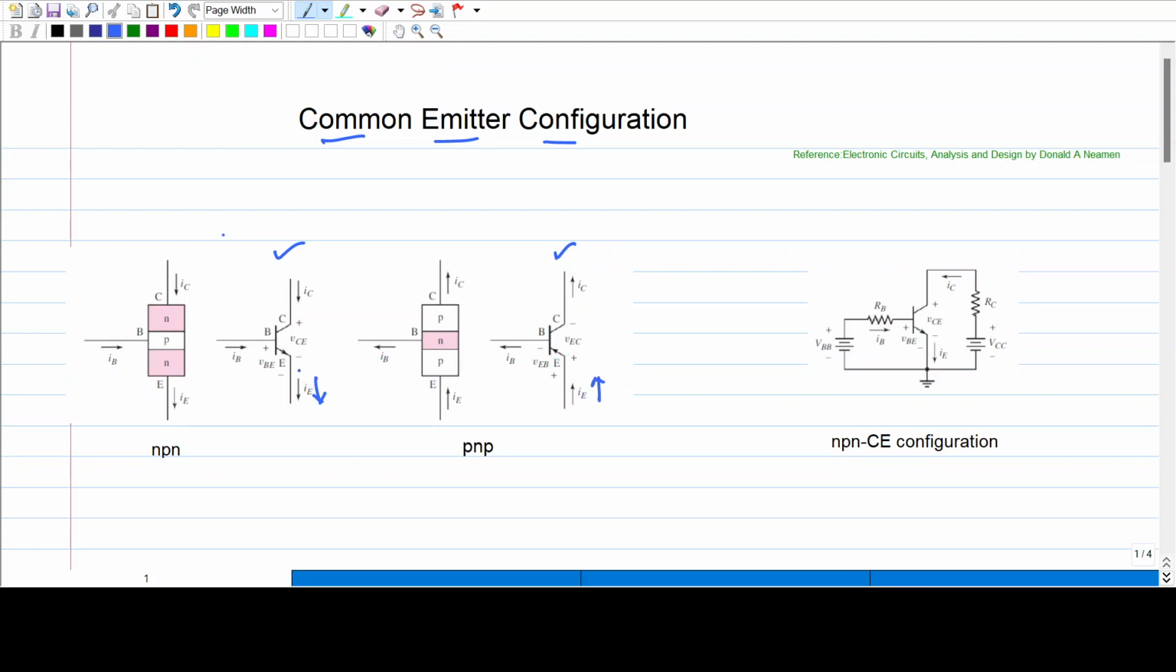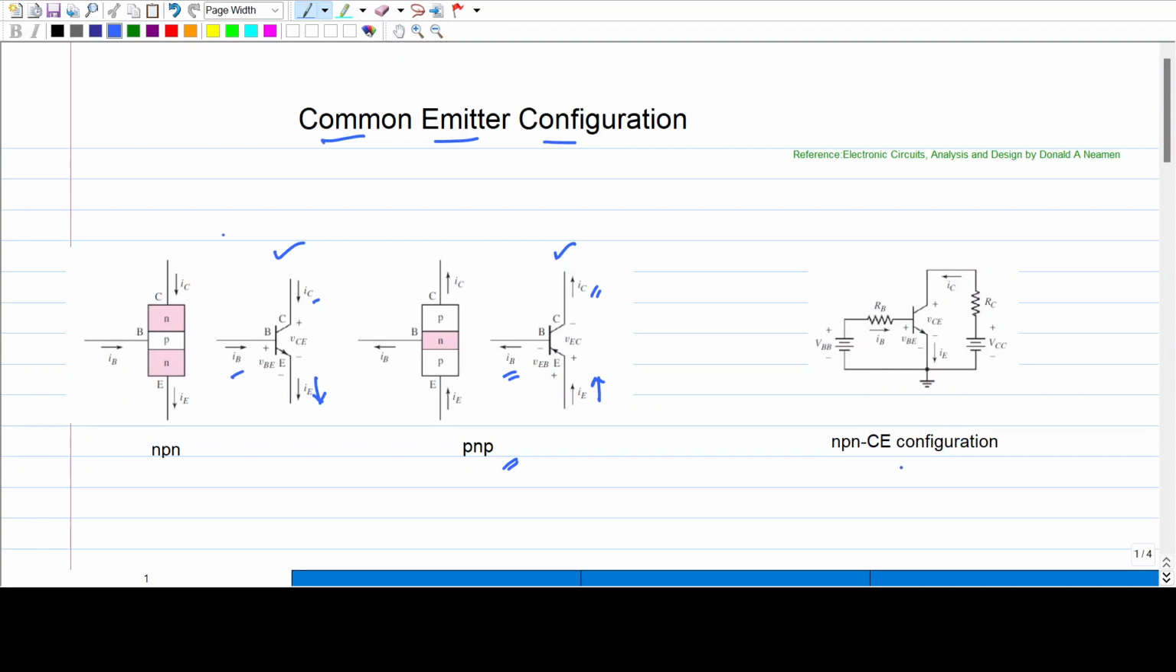The next is the direction of the base and collector current will be opposite to the direction of the emitter current. If you see here, the direction of emitter current is outside from the transistor, so the direction of base and collector current is into the transistor. Similarly, for a PNP transistor, the direction of the emitter current is into the transistor, the direction of the base and collector is out from the transistor. So here I have shown the symbols for NPN and PNP transistor.